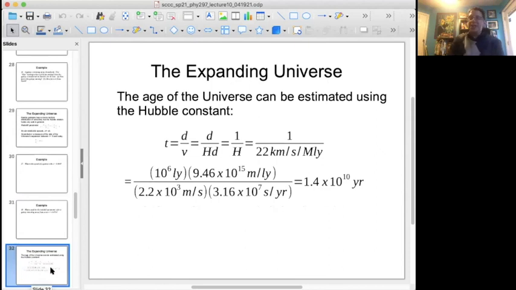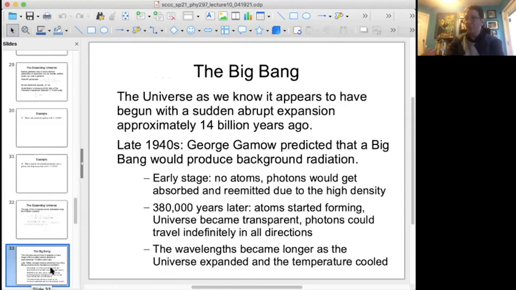And so the age of the universe can be estimated using the Hubble constant. And what it gives us is an age of the universe of 1.4 times 10 to the 10 years, approximately 14 billion years. And so what happened 14 billion years ago? Based on what we can observe, the universe appears to have come into existence with a sudden abrupt expansion.